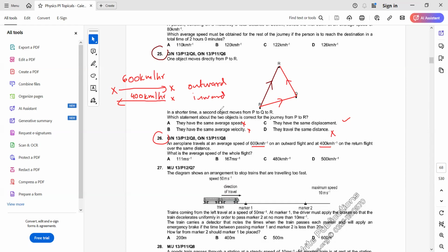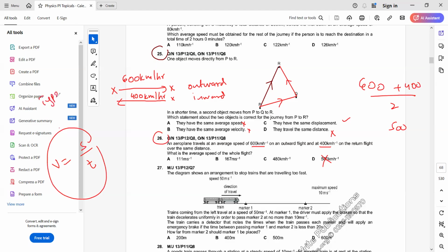Let's see what this asks us to do. What is the average speed? Now most students think that they just find the average, that's 600 plus 400 over 2, so they end up with 500, and that's the incorrect answer. The reason this is not correct is the distance covered is the same, but the time in going and coming back is not the same. So we have to find the average speed of the whole flight. For that, we need total distance over total time. So we are going to use this formula. That's still a type 1 question because it only involves this formula.